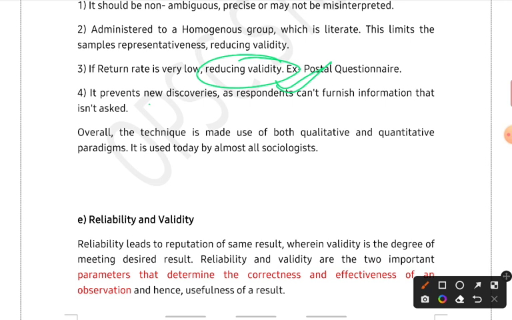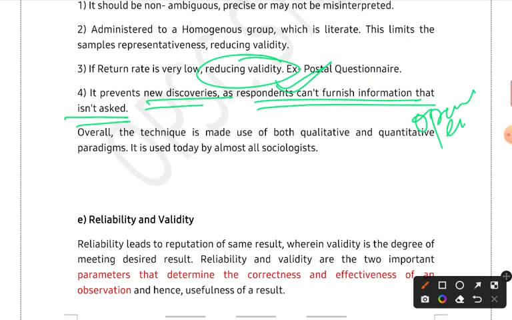Then it prevents new discoveries. The respondent can't furnish information that isn't asked. It is not so open ended, like how the participant observation was. So it is very much predefined. This question is asked, so the answer will be this only. It is very much hard and fast. You cannot go on researching what has not been asked. So then we will conclude it.